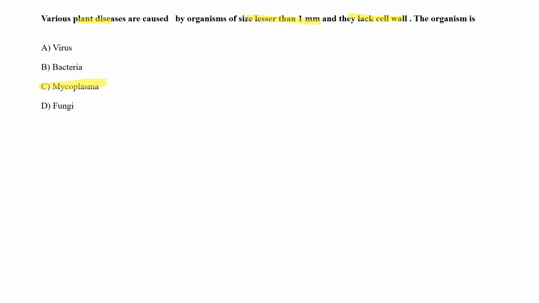The various diseases which are caused by Mycoplasma in plants are broom of woody plants, coconut lethal decline, grapevine yellows, apple proliferations. These all are caused by mycoplasma. So the correct option is option number D.